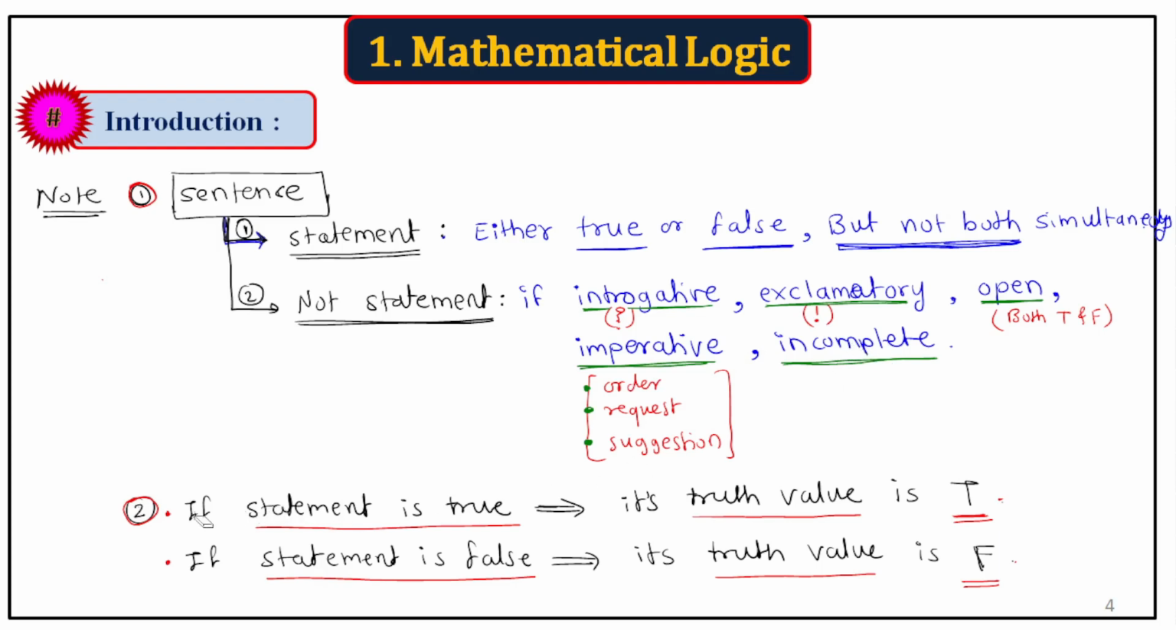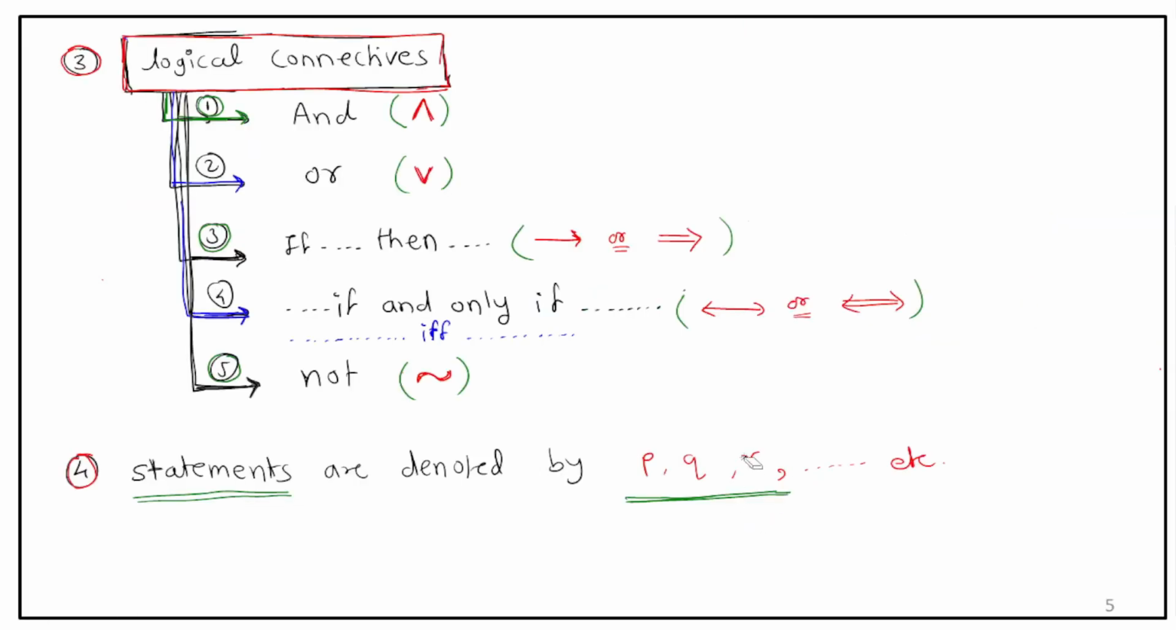Then after that, note second: if a statement is true, the statement will be true, otherwise false. Means if your statement is true, then its truth value is T. If the statement is false, then its truth value is F. F means false, T means true. Okay, now this is the truth values of a statement.